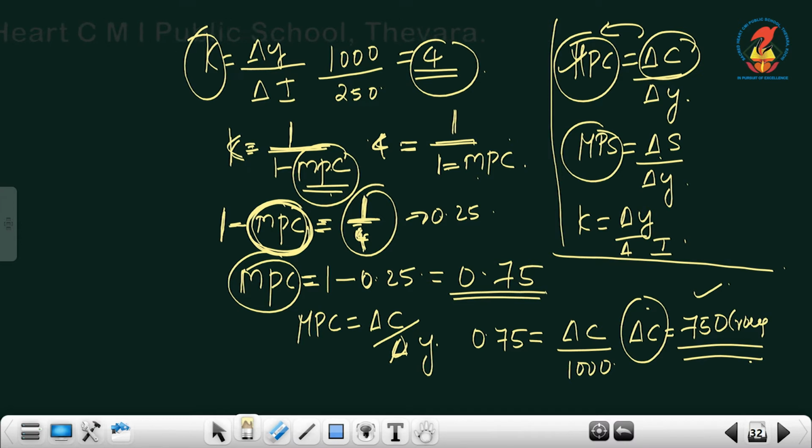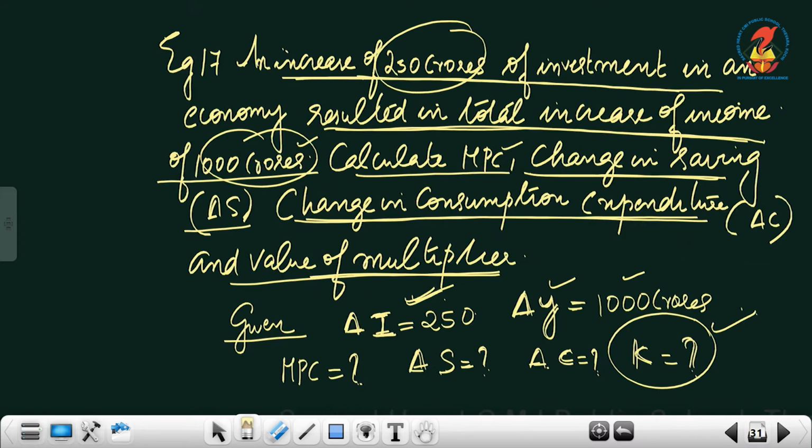So 0.75, which is MPC, is equal to delta C by delta Y. Therefore, delta C is equal to 1000 into 0.75. So this 1000 can be taken this side. So it is 1000 into 0.75, which is equal to 750 crores. So you got the value of MPC and delta C, and K also you got the value as 4. So what all things did we find now? We found the following values: K you found, then delta C you found, MPC also you found.